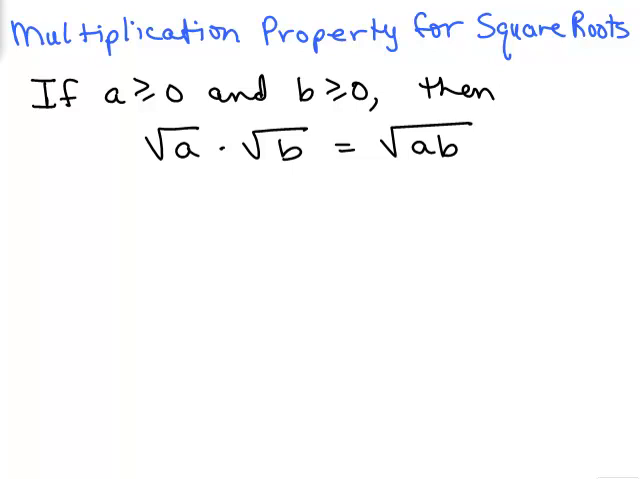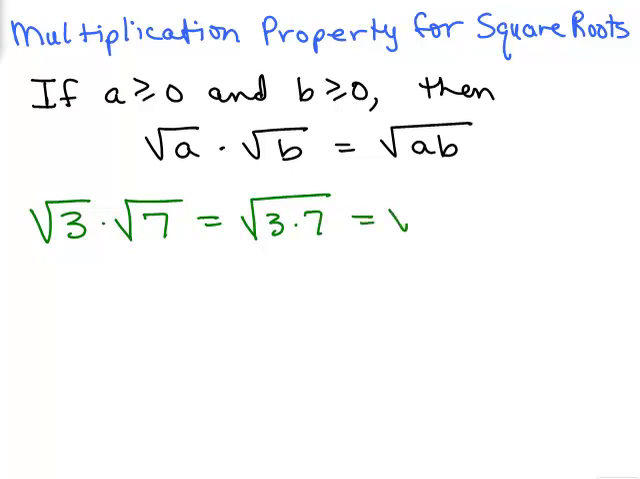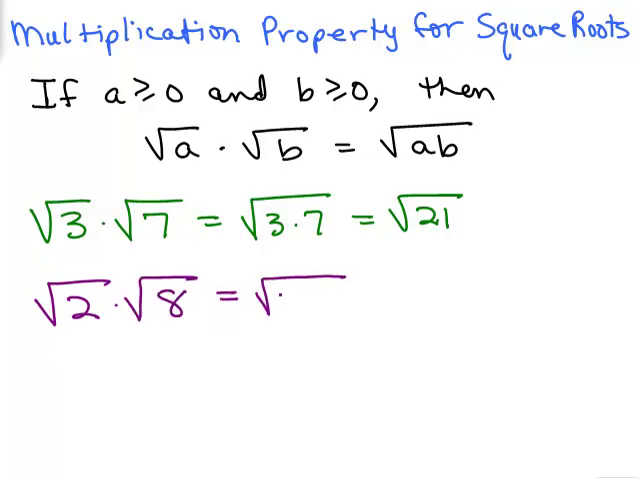Okay, so let's look at an example. What's the square root of 3 times the square root of 7? Well, you just multiply 3 times 7 to get square root of 21. Easy, right? Now, how about square root of 2 times the square root of 8? Well, it's the square root of 2 times 8, which is square root of 16. And then what's the square root of 16? 4.